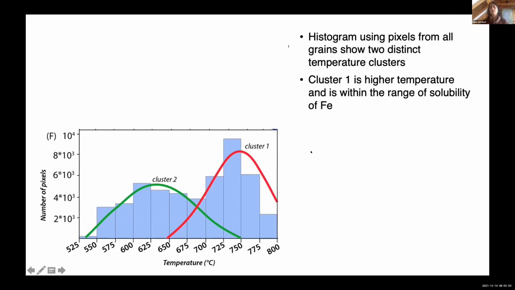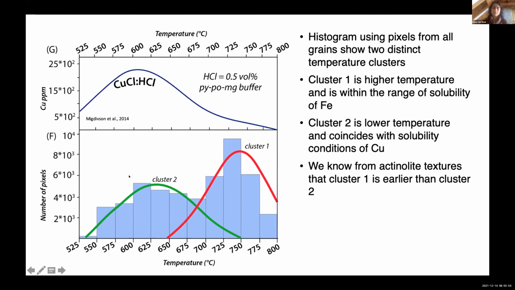This is not only seen in actinolite chemistry, but also in oxygen isotopes. And then we have a cluster 2 that is a lower temperature range and actually fits really nicely with solubility conditions of copper at a similar temperature range, and also similar conditions to what we find in Candelaria. And we know again by this texture work that actinolite textures from cluster 1 are actually earlier than cluster 2.